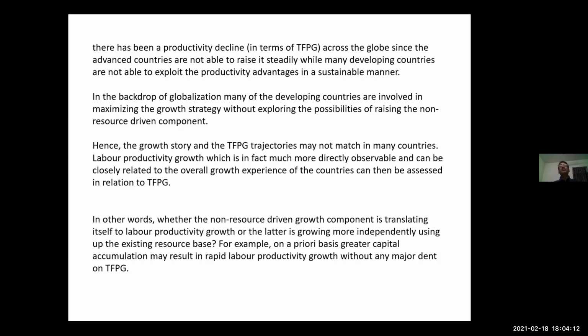So in other words, the question is whether the non-resource driven growth component is translating itself to labor productivity growth, or the latter is growing more independently using up the existing resource space. If labor productivity is growing because of capital accumulation processes or because of more resource intensive methods, then you can find a strong divergence between labor productivity growth and total factor productivity. If labor productivity growth is taking place because of actual contribution made by the human resource, then there can be convergence between TFPG and labor productivity. On the other hand, if labor productivity is growing primarily because of using up an enormous amount of capital, there can be strong divergence between these two indicators.